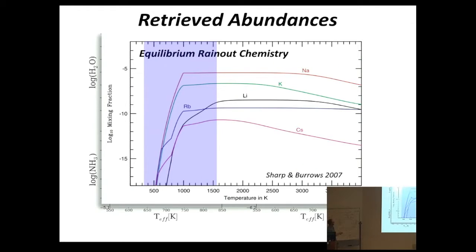So here's an equilibrium chemistry calculation that takes into account the rain out of alkali metals into clouds. And what's happening is, as we're looking at hotter and hotter objects, we're sliding along this chemistry, and so we're getting an increased column abundance of these alkali metal opacities. And so that's what we're seeing. So by looking at these objects over a wide range of effective temperatures, we're actually probing this cloud formation physics, which is kind of interesting.